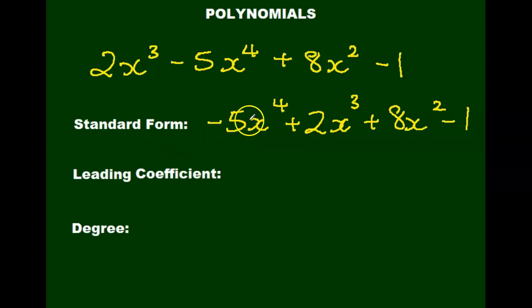What's our leading coefficient? The leading coefficient is the big number attached to the variable with the highest exponent, and in this case it's -5. Not just 5, but -5. And your degree is 4.